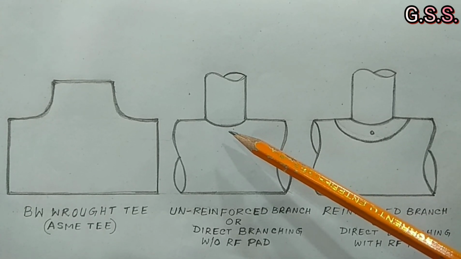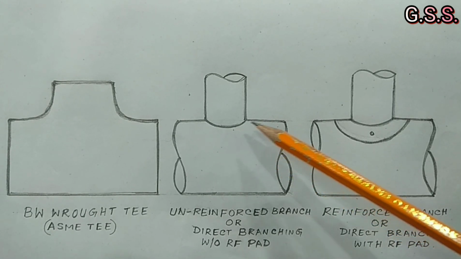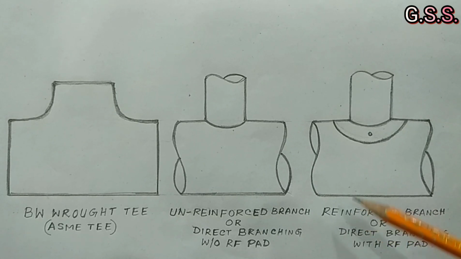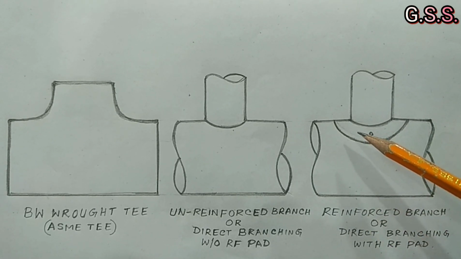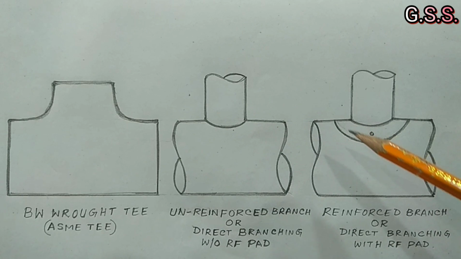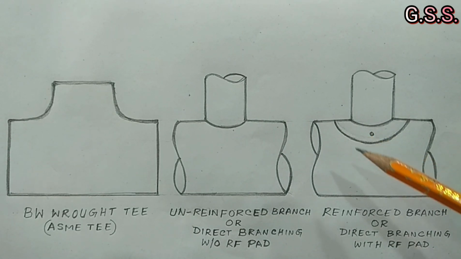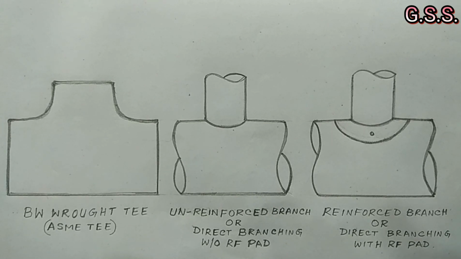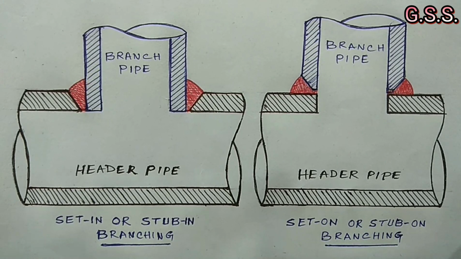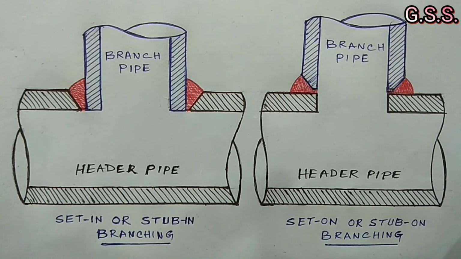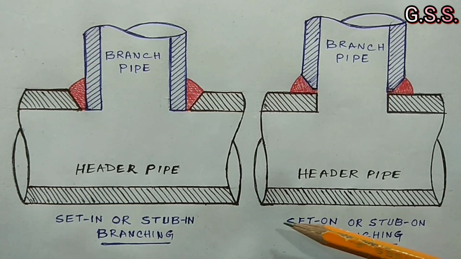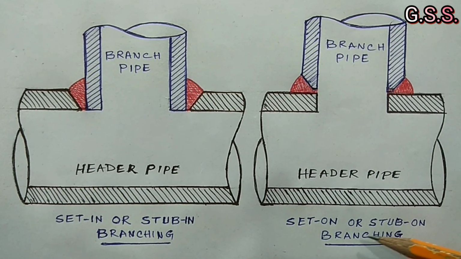If we want to use direct branch connection for high pressure, then reinforced branching is to be used with an RF pad. This type of unreinforced or reinforced branch connection will contribute a lot of cost savings by eliminating the costly T. Direct branch connection can be done in two ways. Number one is set in or stub in branching, and number two is set on or stub on branching.